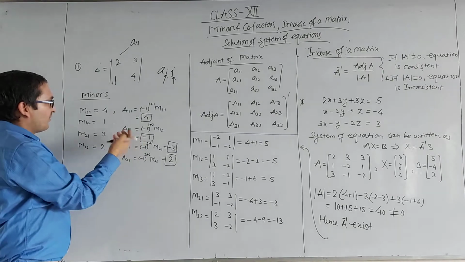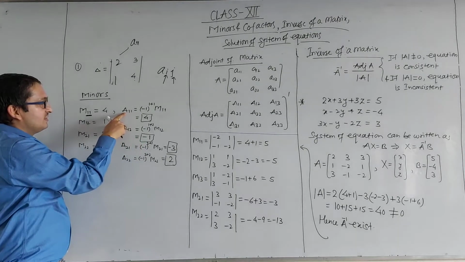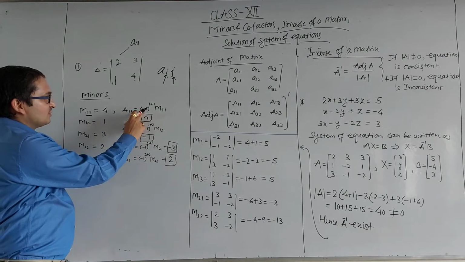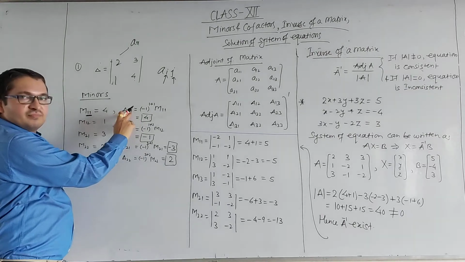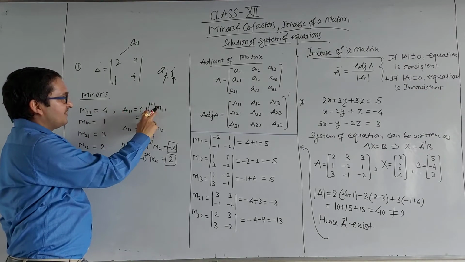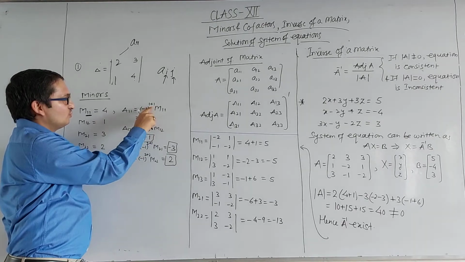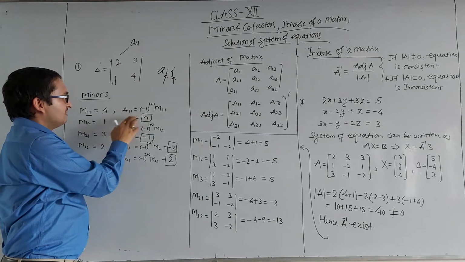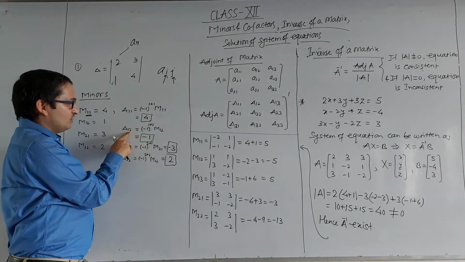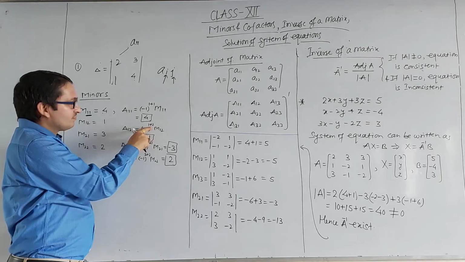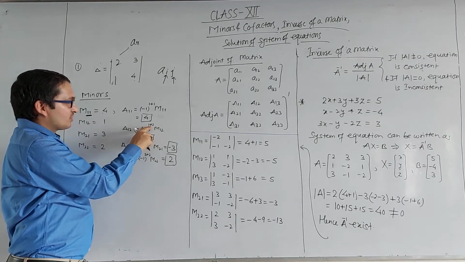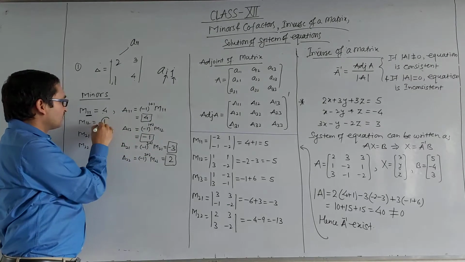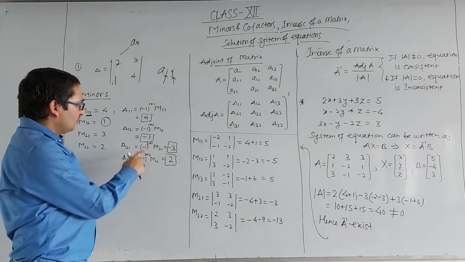Now how to write the cofactors? Cofactors we denote with capital A, A11. You write minus 1 raised to power i plus j times Mij. For A11, i plus j is 1 plus 1, so minus 1 raised to power 2 is 1, and M11 is 4. So A11 is equal to 4. Now A12: minus 1 raised to power 1 plus 2, which is 3, gives minus 1, and M12 is 1. So minus 1 multiplied by 1 gives minus 1.